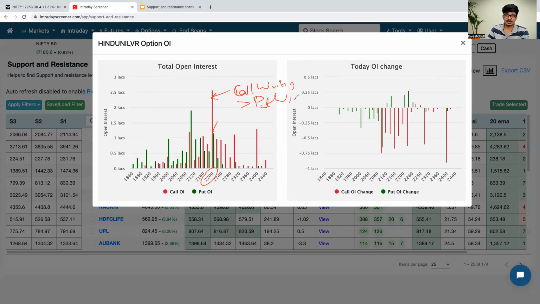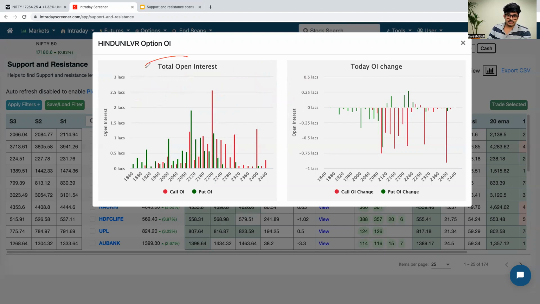So what does this mean? This level could act as a strong resistance. And at this specific level you could clearly see that put writing is more when compared to the call writing. So this level could act as a strong support.